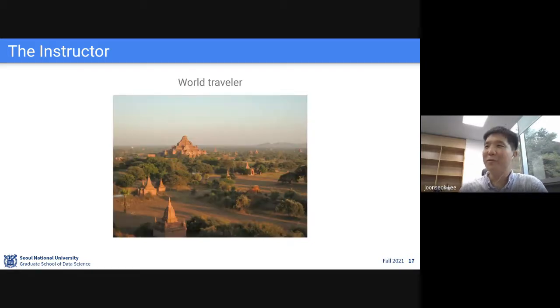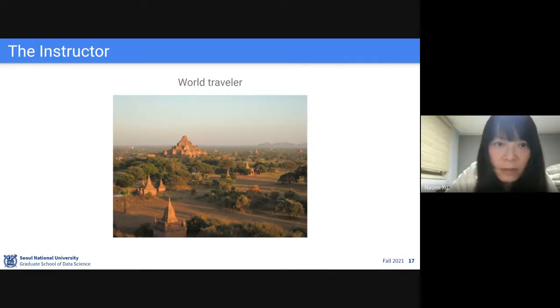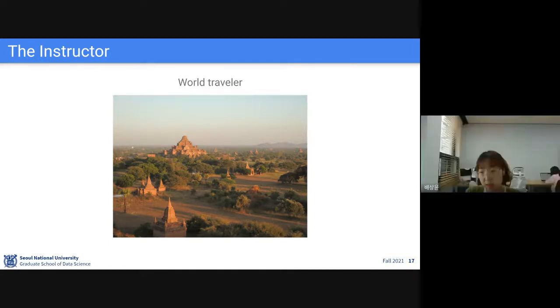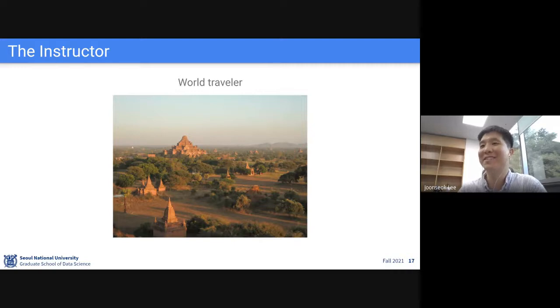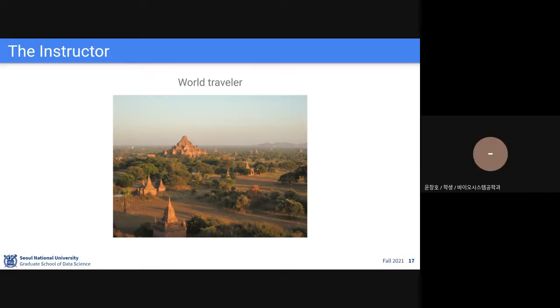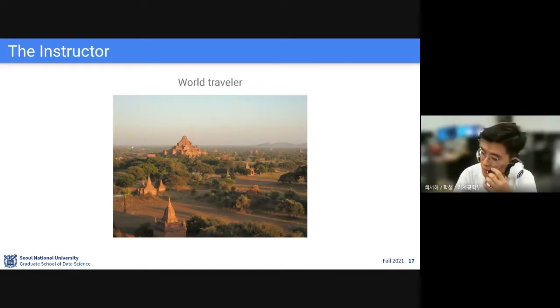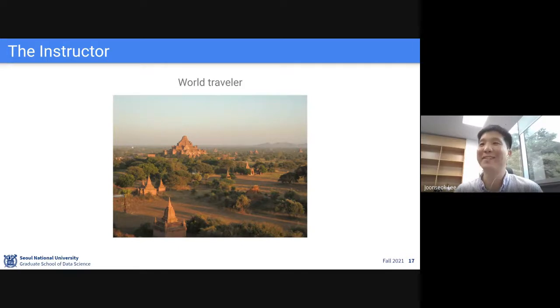And anyone know this place? Probably harder than others. Is it Cambodia? Cambodia, similar. Thailand? Thailand, similar. I went here for my honeymoon, part of my honeymoon. Laos? Laos is similar, but no. Myanmar? Yes, it's actually Myanmar. So the city called Bagan in Myanmar.